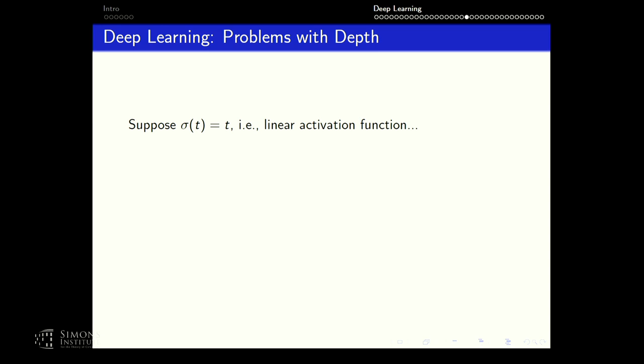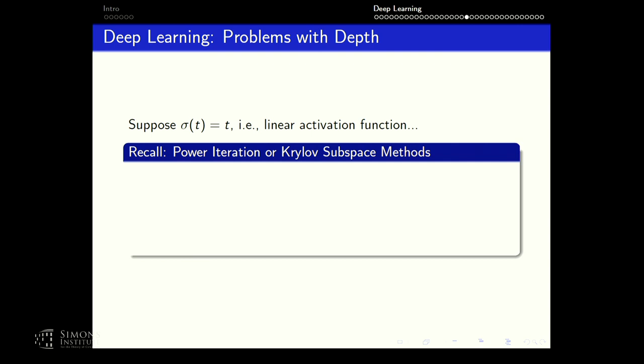All right, let's take a step back and look at the very simple case where the nonlinear activation functions are actually linear. So I'm not doing anything sophisticated here. I put an input in the network, multiply by a bunch of matrices, and I get a vector out. So there's no nonlinearity. This is very familiar to a lot of people who have done numerical linear algebra. In fact, we saw a couple of talks in the morning. This resembles what happens in power iteration or Krylov subspace methods.